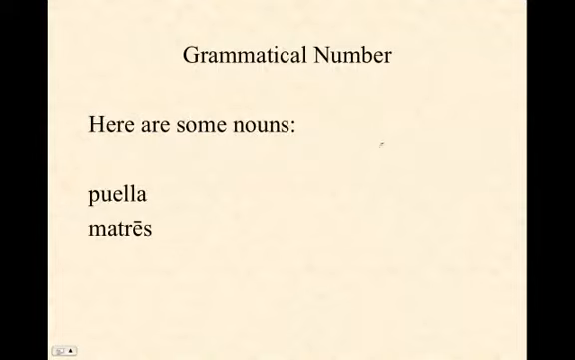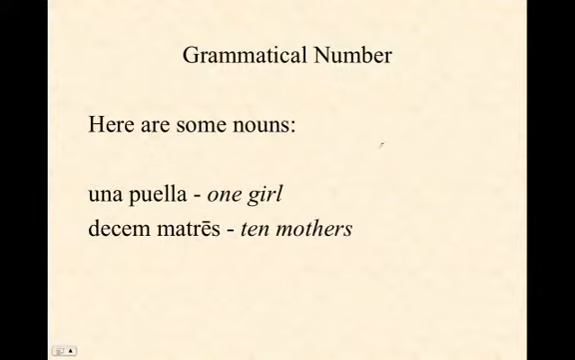Here are some nouns. Now, the nouns puella and matres, I could ask, what is the number of these nouns? And the answer is going to be, for puella, singular, and for matres, plural. Here's the point. The phrase una puella means one girl. Decem matres means 10 mothers.